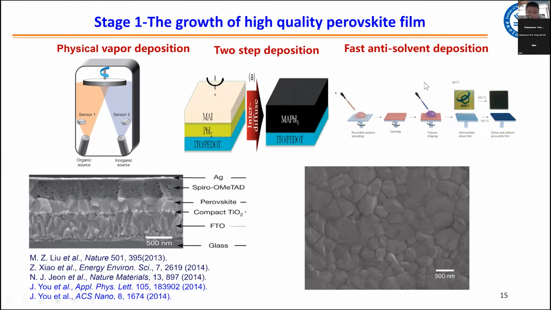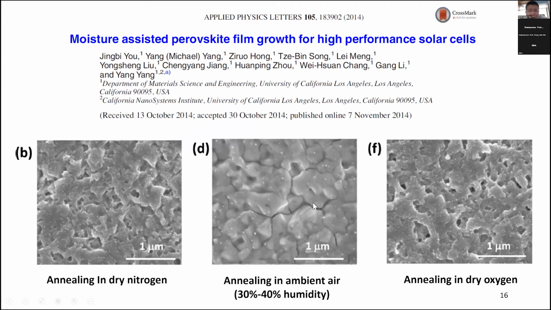Another great contribution to this field is the fast anti-solvent method. If we can confine the crystallization and form an intermediate phase very fast, we can make high quality perovskite films. Actually, at the beginning we followed some work and also had some thinking of our own. I think this is the link across our research.